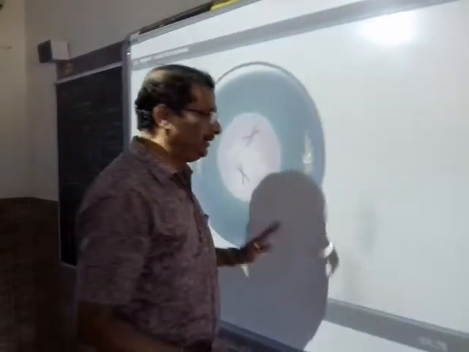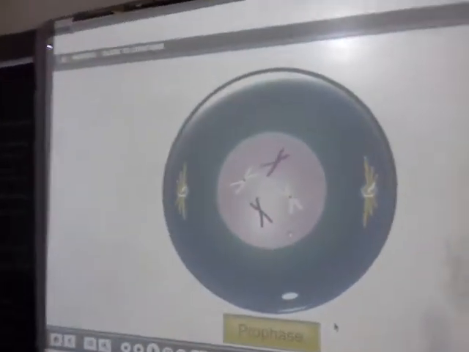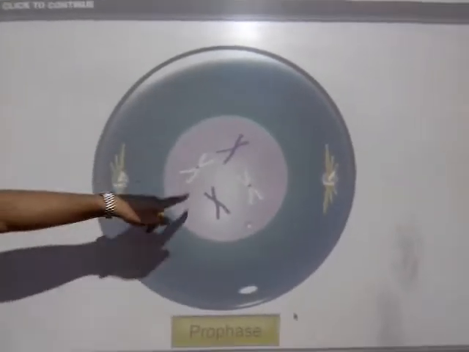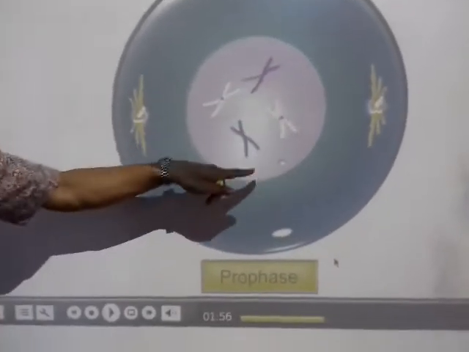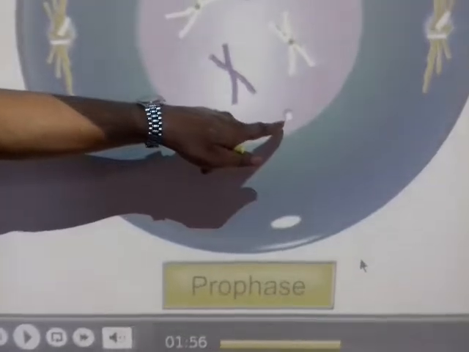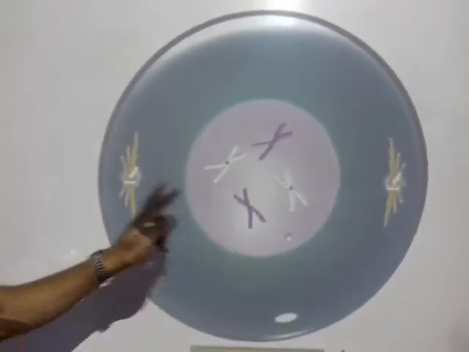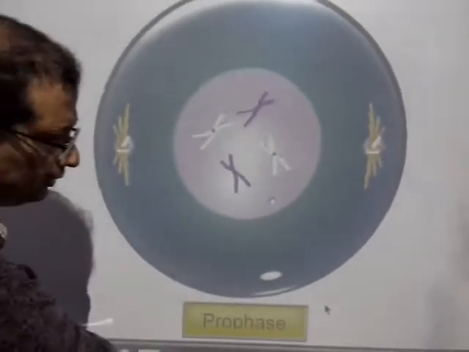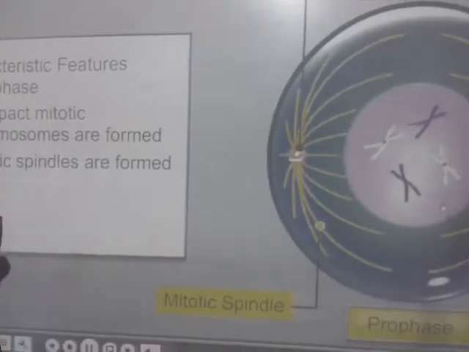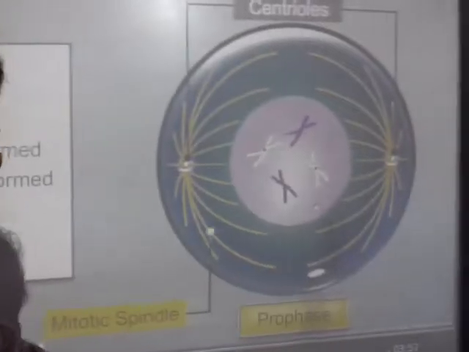We'll see now a little bit on the digital board. This is the prophase stage. You can see the chromosomes are very prominent. Here is the centrosome. Here the nucleus. The two centrosomes have divided and gone to the diametrically opposite positions. Now this is also the prophase. You can see here.